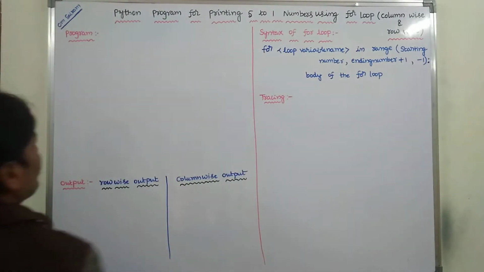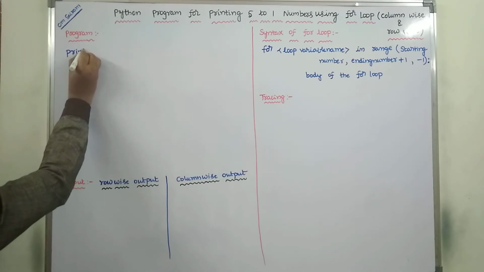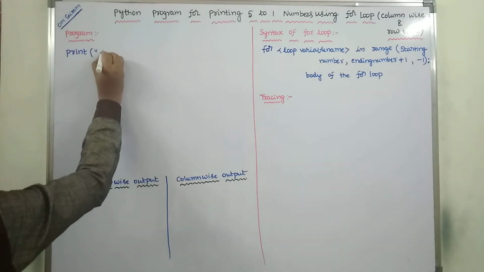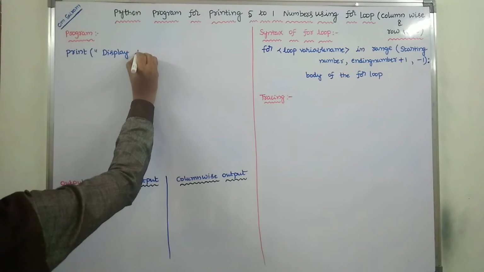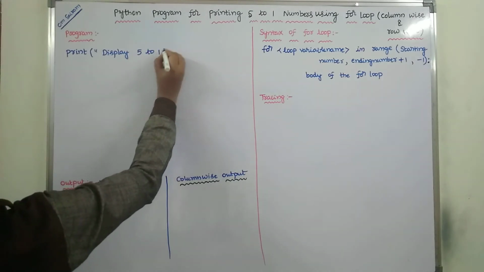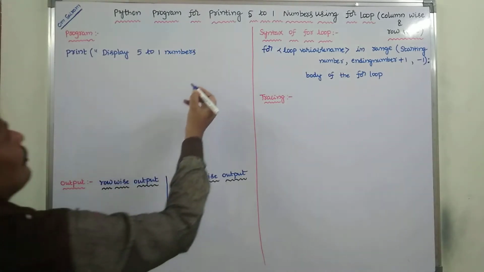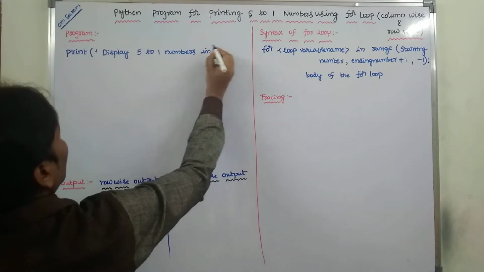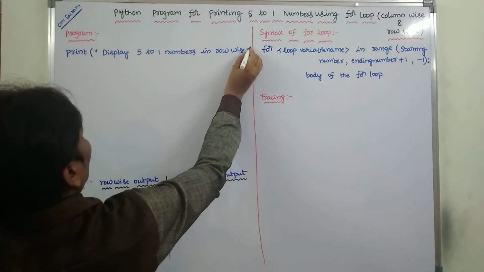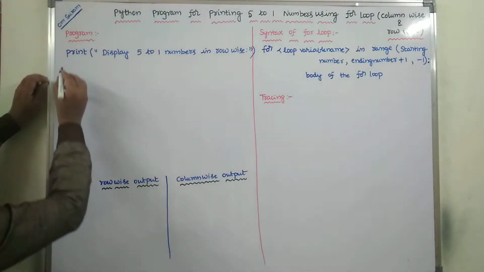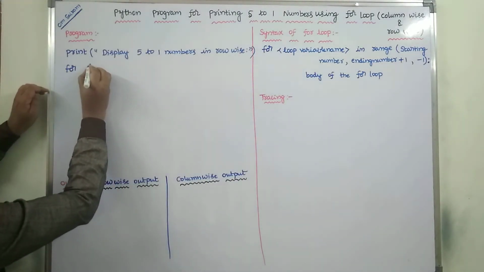Okay. Next we go for the program. Print, display 5 to 1 numbers in row wise. Okay. Next, we have to write the for loop. For loop variable name is I.